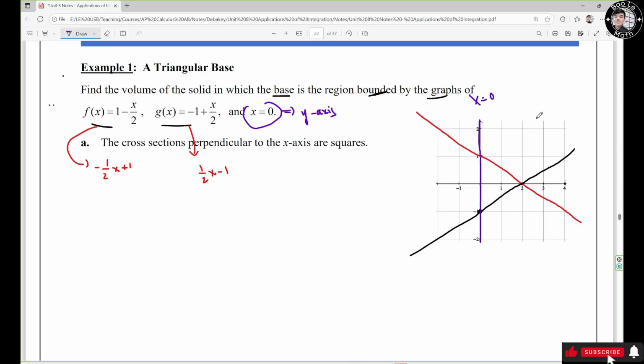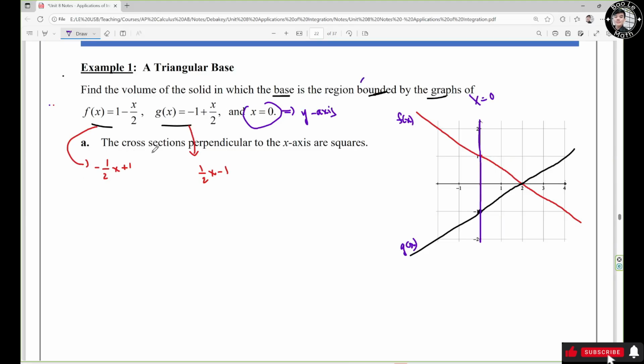S equals 0, right? Now I need to name this one. This one is f of s. And this one is g of s. Alright. Now, the base is bounded by these three graphs, right? So this one is the base.